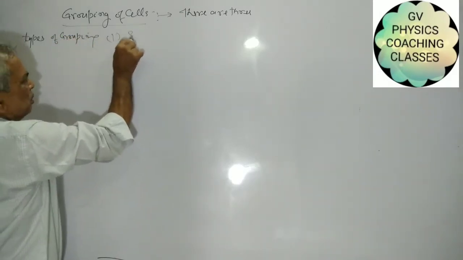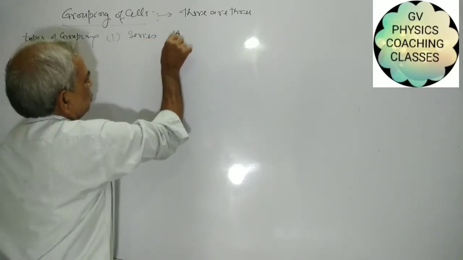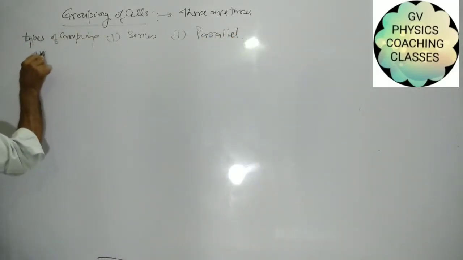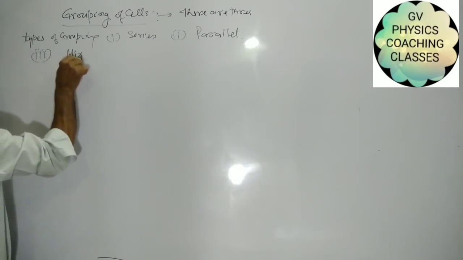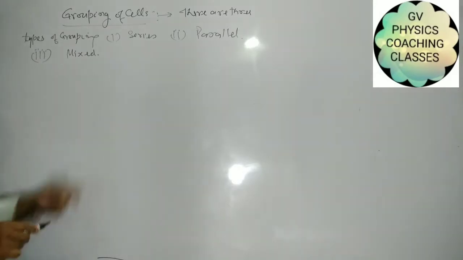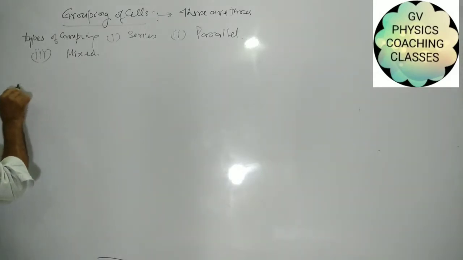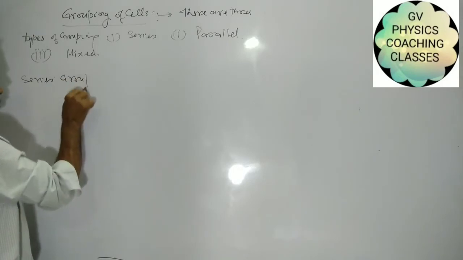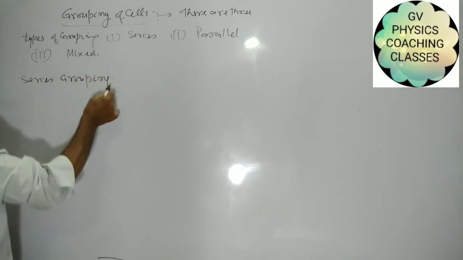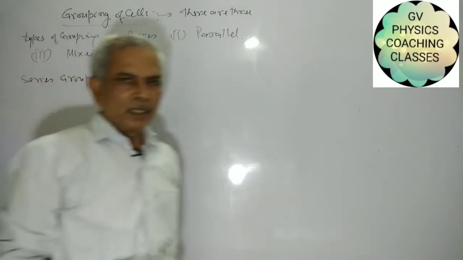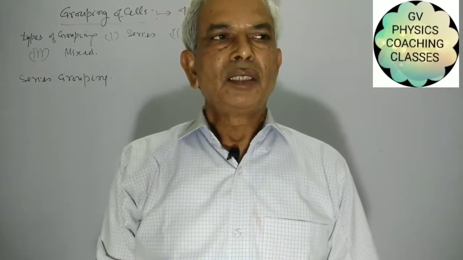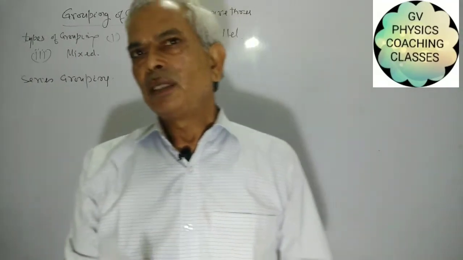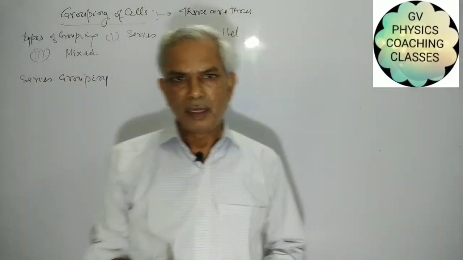Number one, series grouping. Number two, parallel. And number three, mixed. So first of all, we shall discuss series grouping. It is taken in two parts. One, when all the cells are identical, the EMF and the internal resistance of the cells are equal. And the second one, the EMF and the internal resistance are different for the different cells.